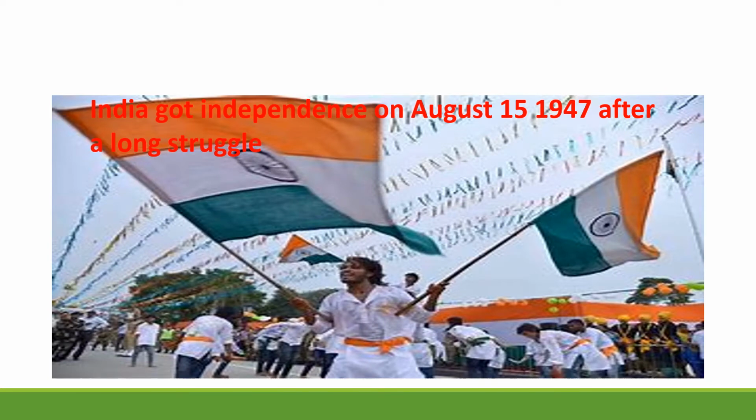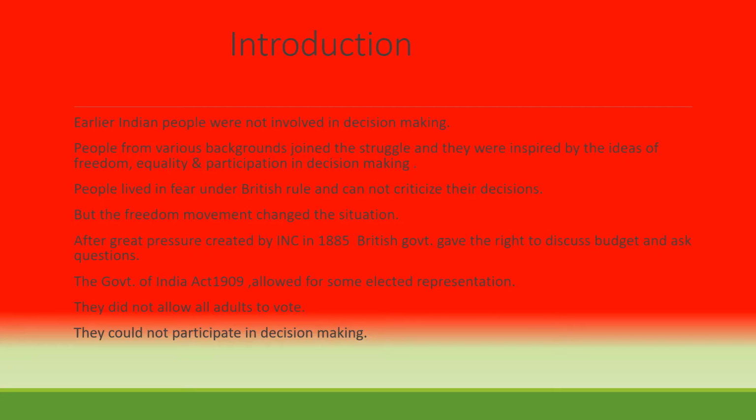India got independence on August 15, 1947, after a long struggle in which many sections of the society participated. Indian people were not involved in decision making. People from various backgrounds joined the struggle, and they were inspired by the ideas of freedom, equality, and participation in decision making. People lived in fear under British rule and could not criticize their decisions. But the freedom movement changed the situation.